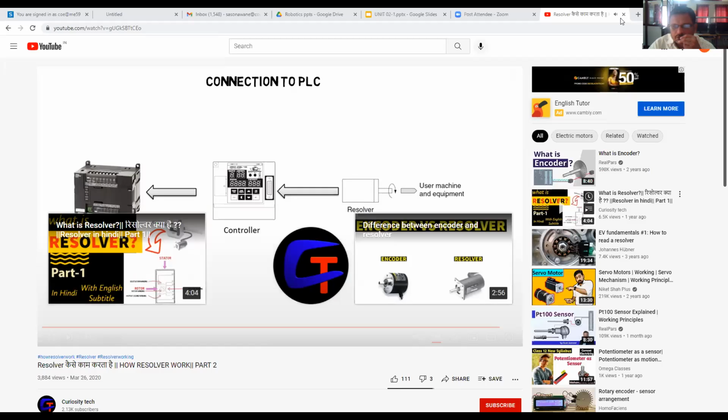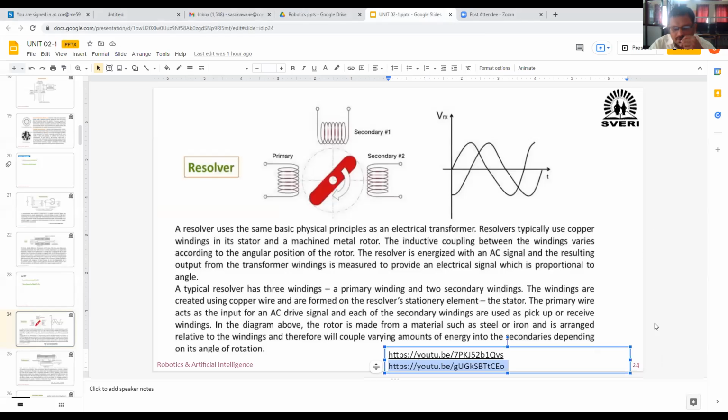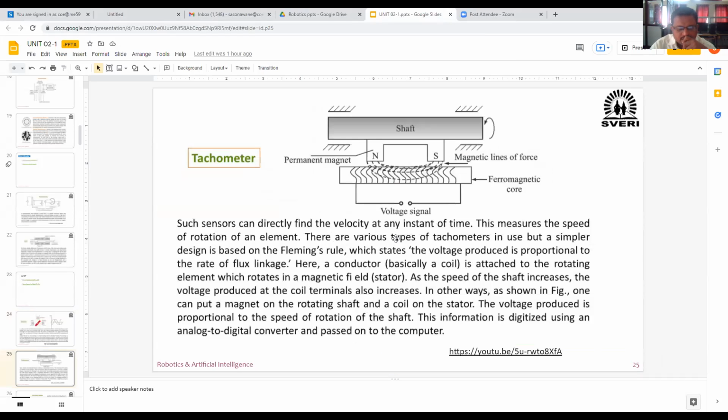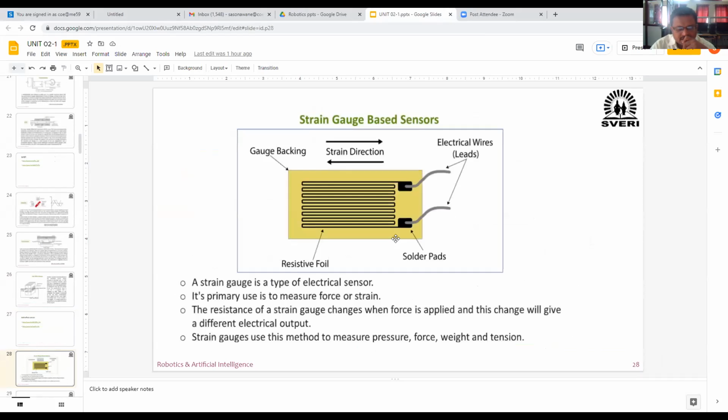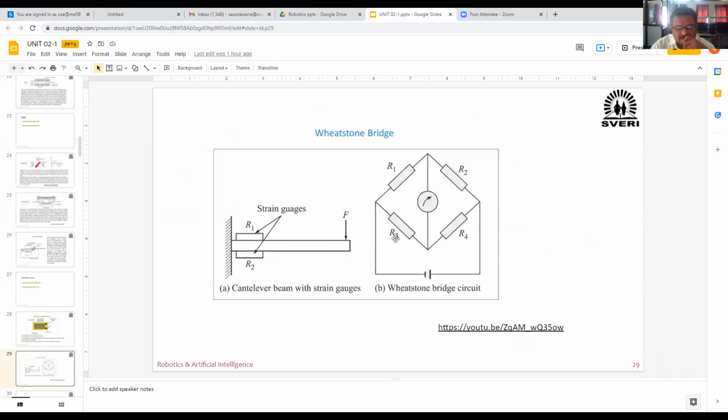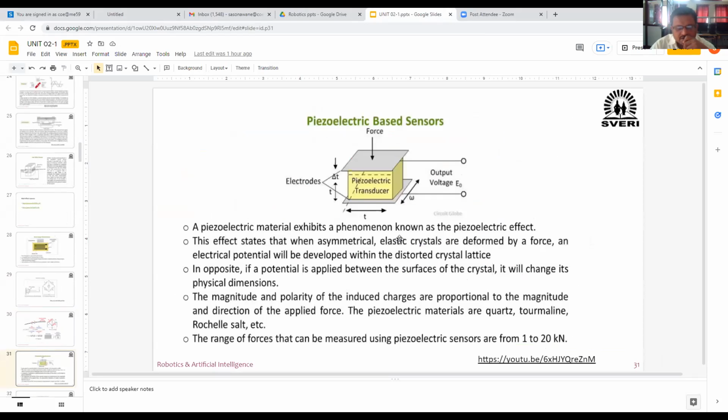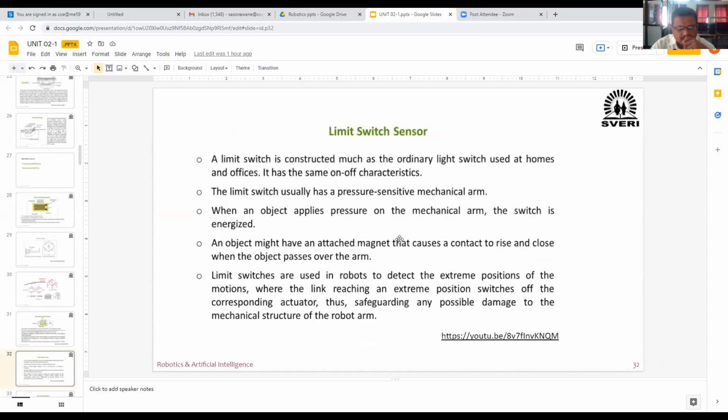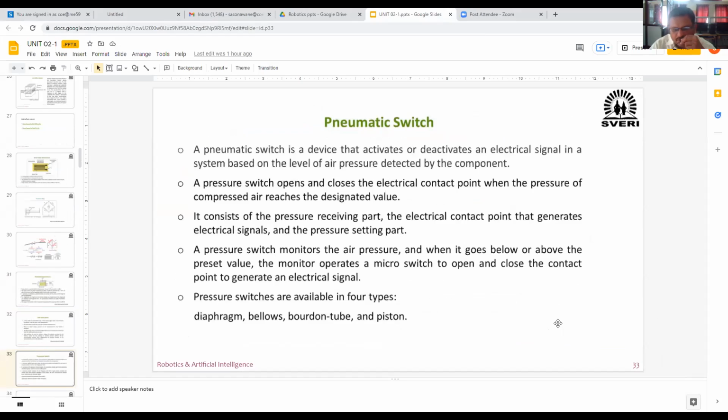Okay, now we'll stop here. I have taken your attendance. Now in the next lecture, we'll see tachometer, Hall effect sensor, strain gauge based sensors, Wheatstone bridge, that I will cover. Okay, thank you very much.